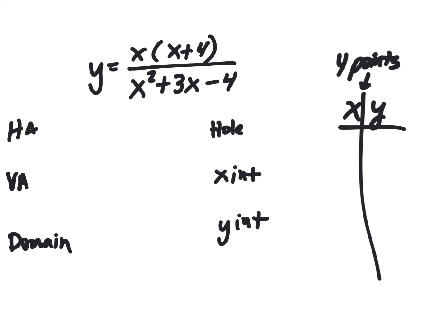All right, so for the horizontals, there's 3 sets of rules you need to know. Bigger on bottom, bigger on top, and same on both. What is this one? Say it if you know it. Same on both, okay? So if it's same on both, it's y equals a ratio.